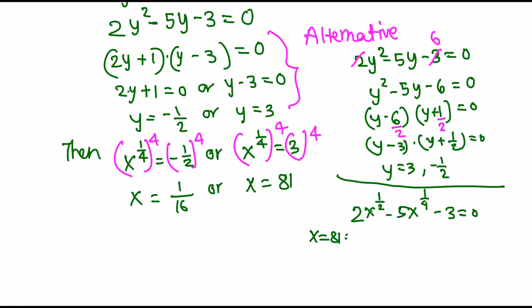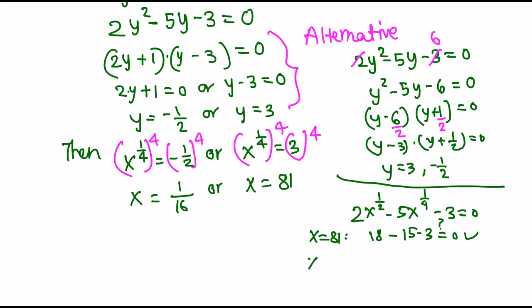1/2 means square root. The square root of 81 is 9, so 2 times 9 is 18. You can check in your calculator. Minus 5 times 81 raised to 1/4, that will be 3. Use your calculator. 18 minus 15 minus 3 equals 0. Is this true? Yes. So x equals 81 is a solution.